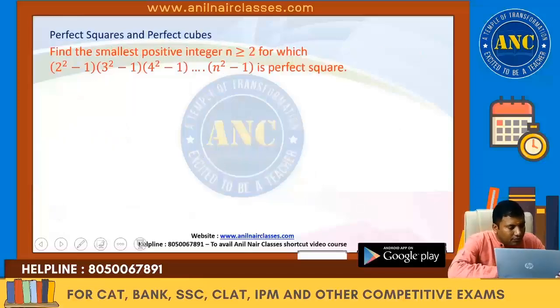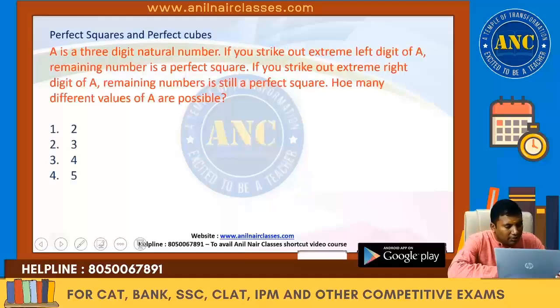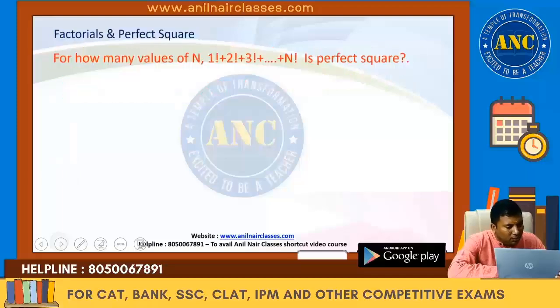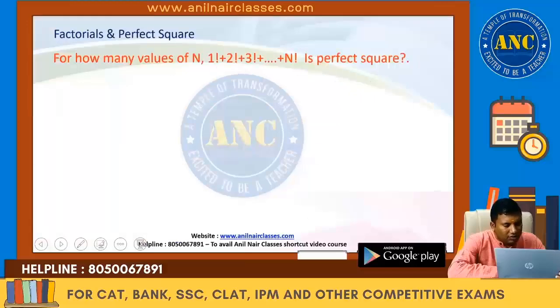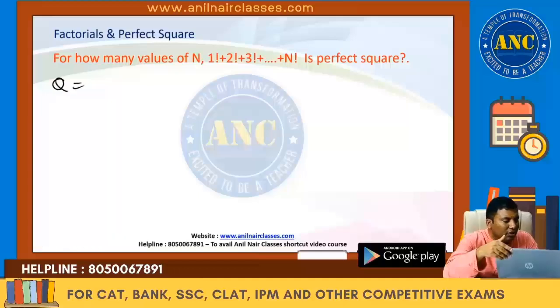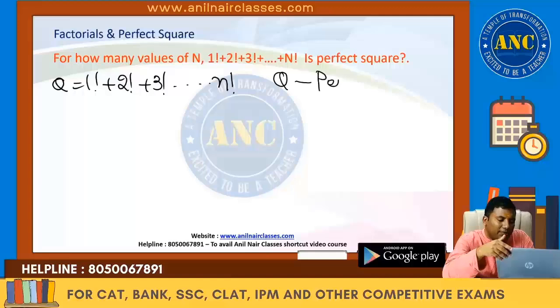Now see here. There are a lot of good problems that we are going to solve. You can do a lot of these questions by using this. We will solve this question. If q is 1 factorial plus 2 factorial plus 3 factorial and so on up to n factorial, q should be a perfect square.